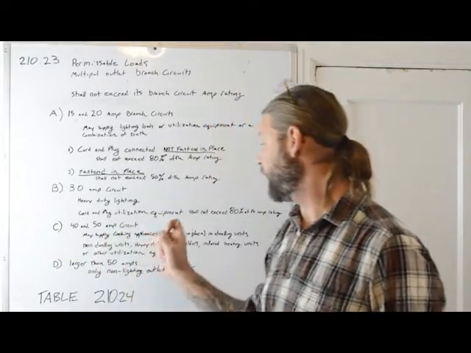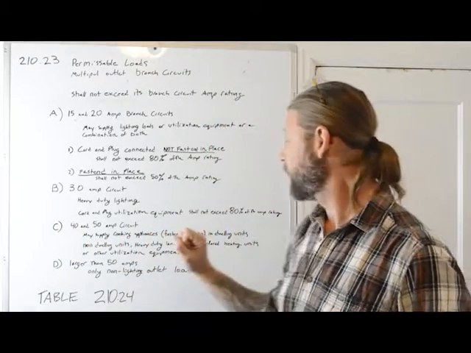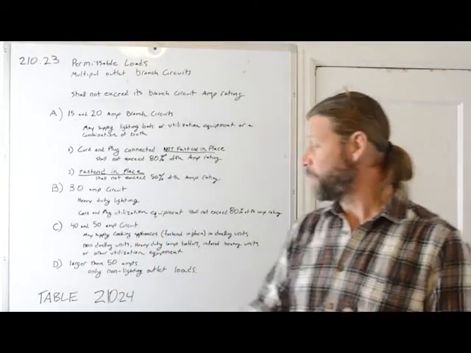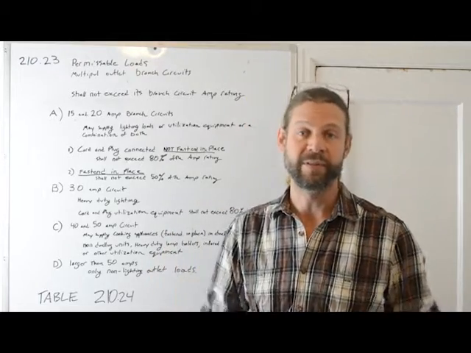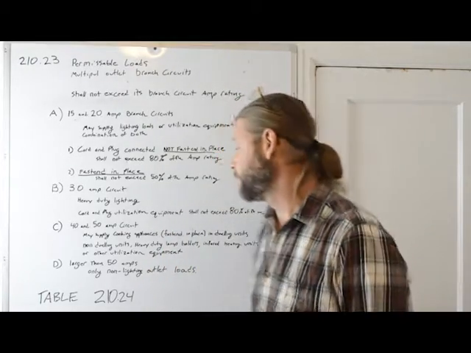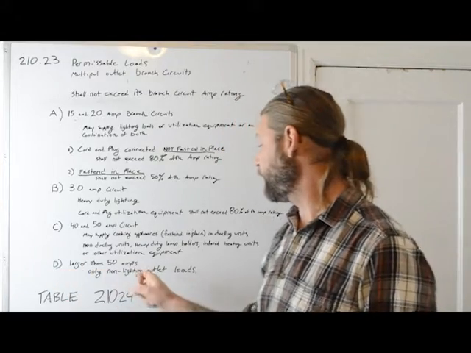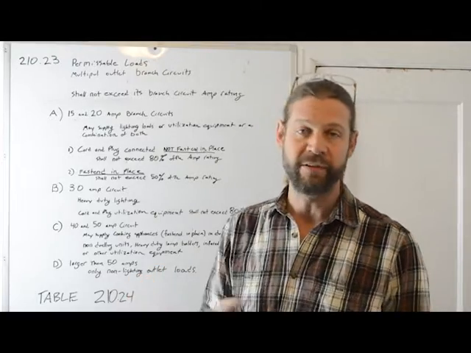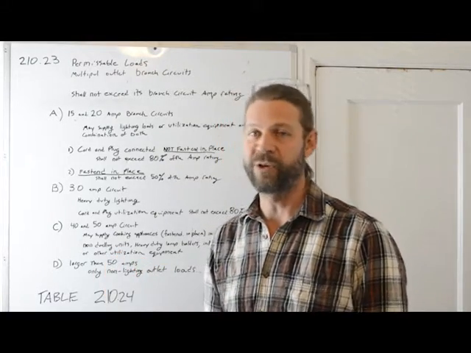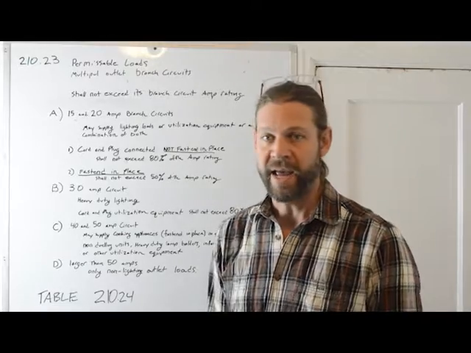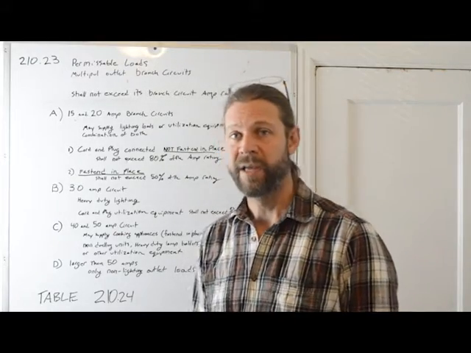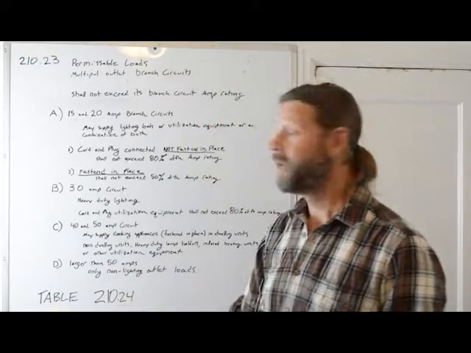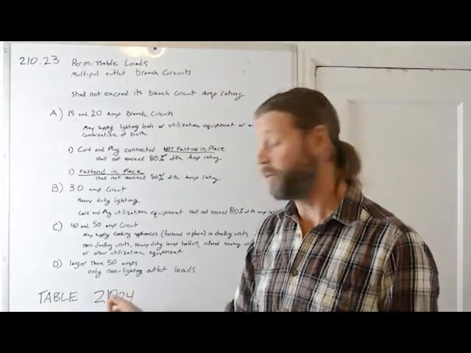40 and 50 amp circuits may supply cooking appliances in dwelling units. And in non-dwelling units, they can do those heavy-duty lamp holders, infrared heating units, and other utilization equipment. So there you go. And then any circuit larger than 50 amps can only be for non-lighting loads. So the outlets for a 50 amp circuit cannot be for lighting. And that is 210.23. And 210.23 is summarized in table 210.24. So we will not do a video on 210.24.